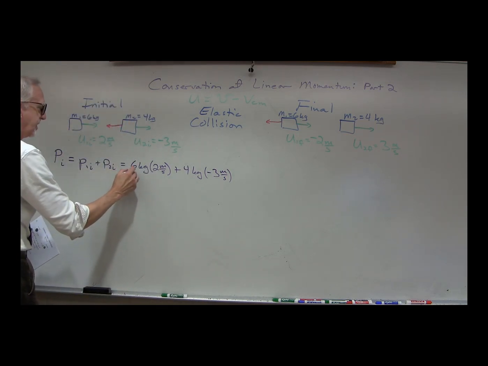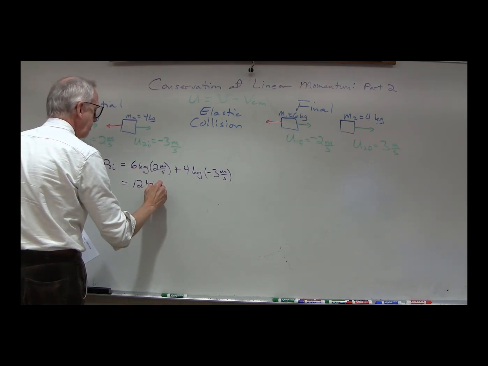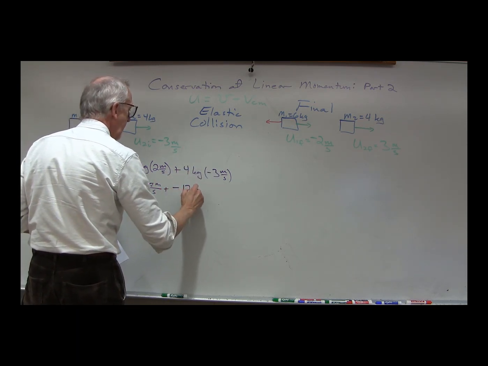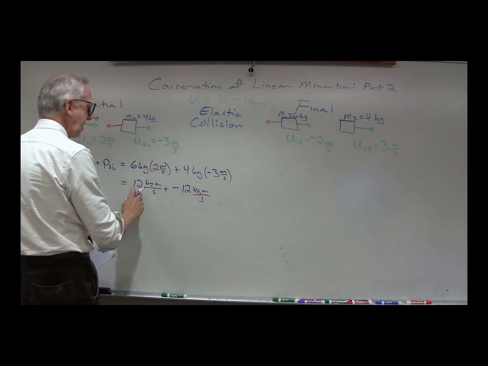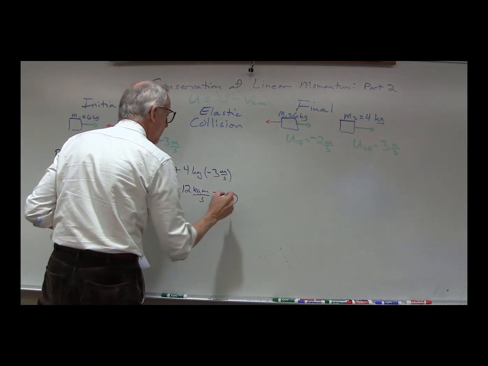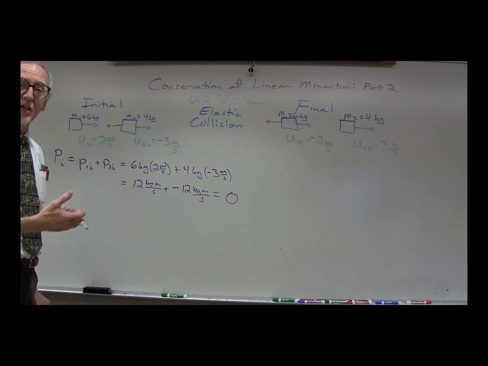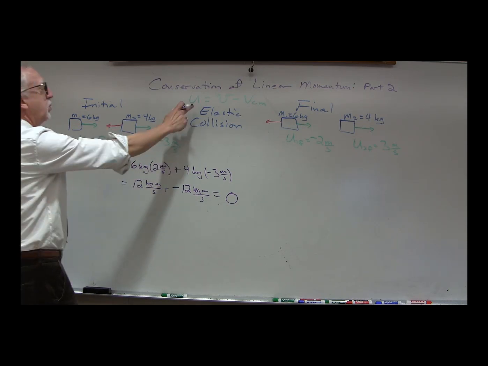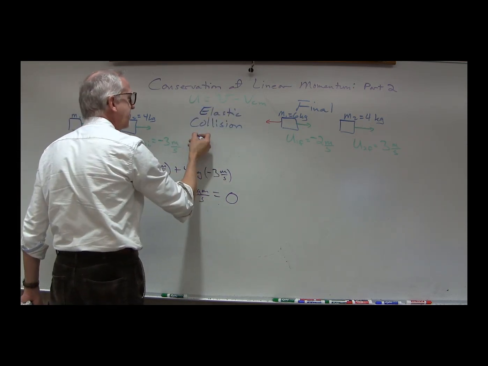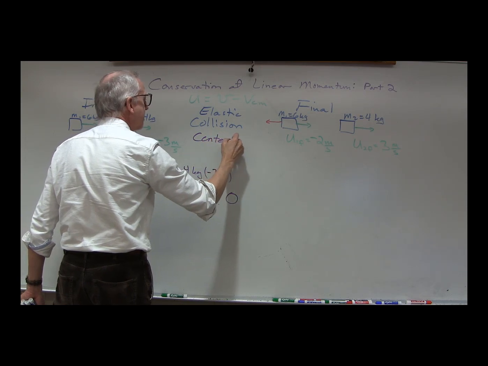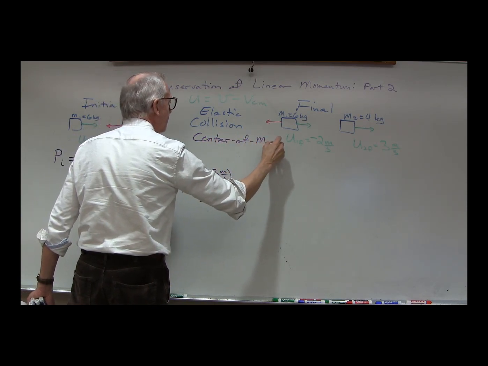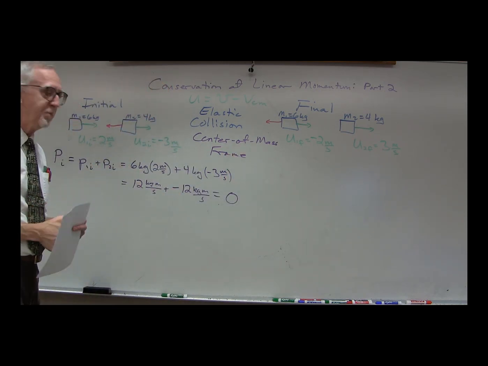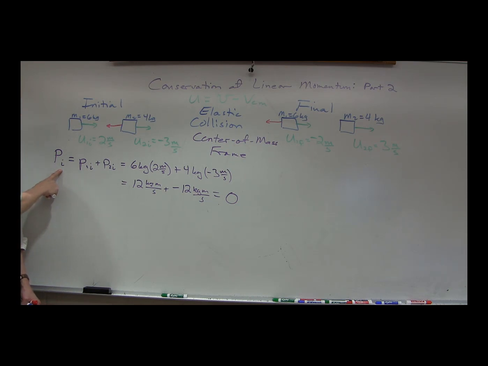And what do we get? We get 6 times 2, 12 kilogram meters per second, plus 4 times negative 3, that's negative 12 kilogram meters per second. 12 plus negative 12, we get 0. The total initial momentum in the center of mass frame, I should emphasize that. Let's write that down. This is the center of mass frame. So in the center of mass frame, our total momentum is 0.